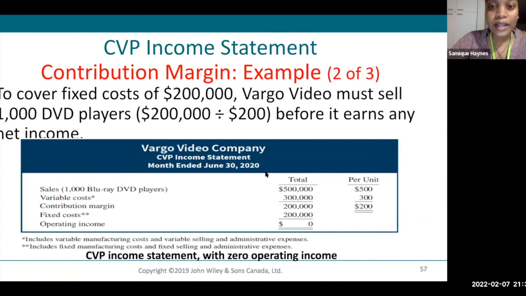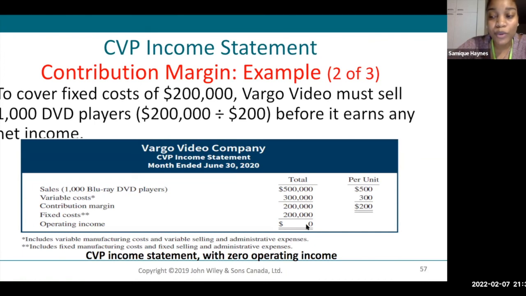Okay, so let's move into how we're going to talk about our break even now. So look at this. To cover fixed costs of $200,000, Vargo Video must sell 1,000 DVD players. So 1,000 DVD players times $500 per unit is $500,000, less our variable cost of $300,000 gives us a contribution margin of $200,000. $200,000 of contribution margin less our fixed cost gives us an operating income of $0.